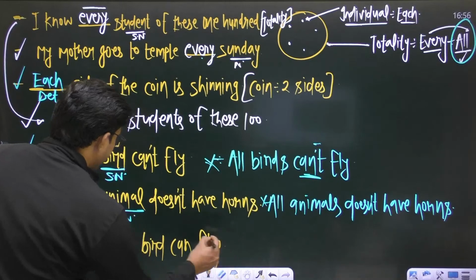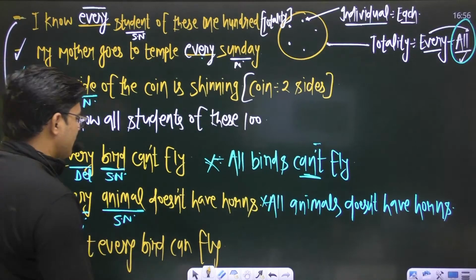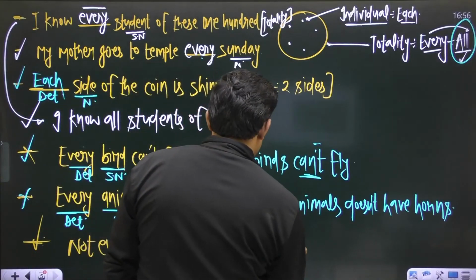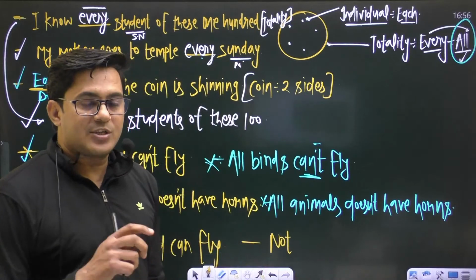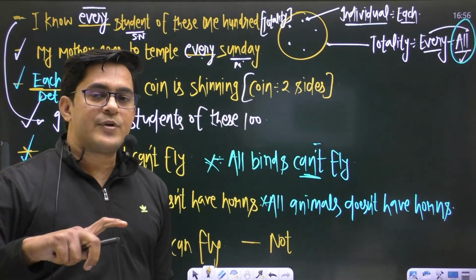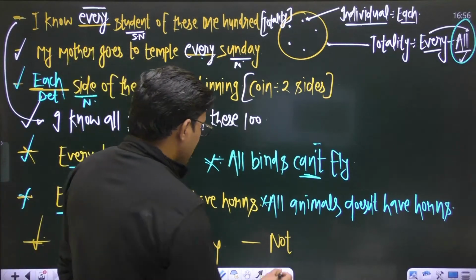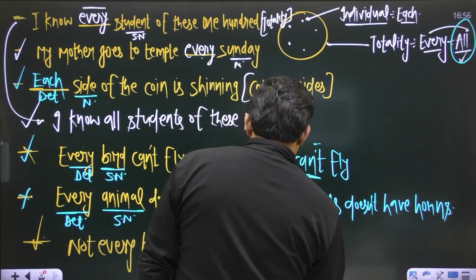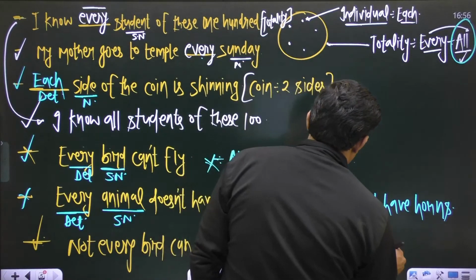If you speak like this, the sentence will be fine now. Not every bird can fly. Second sentence, we can't make the entire sentence negative, just make negative the every. That means it will be not all, not all. Okay, the sentence will be like not every animal, not every animal has horns.